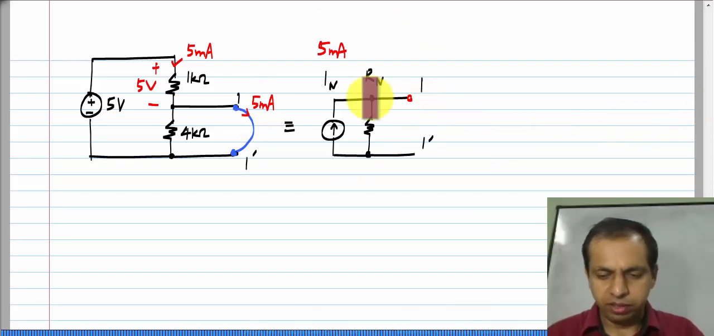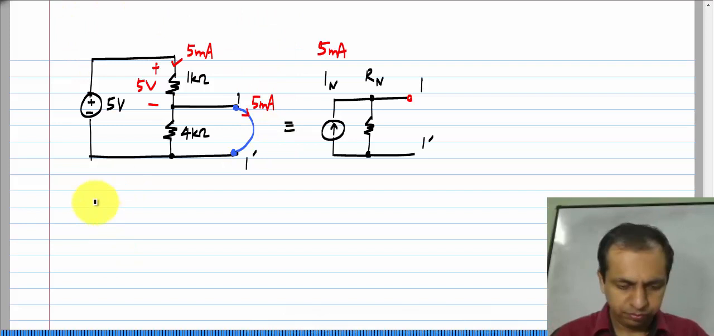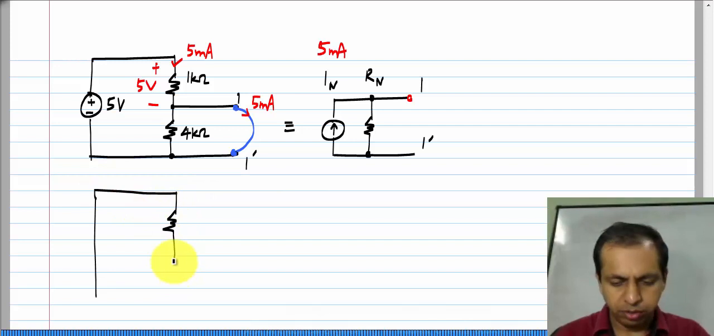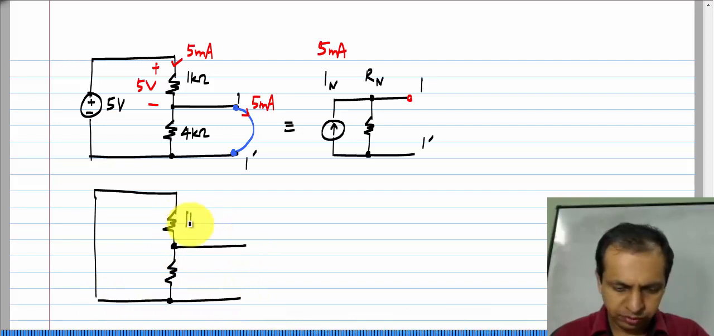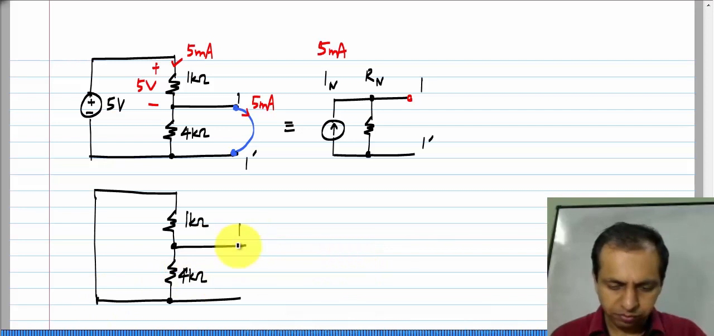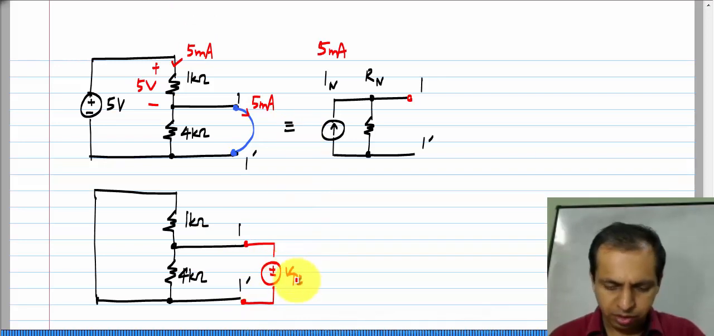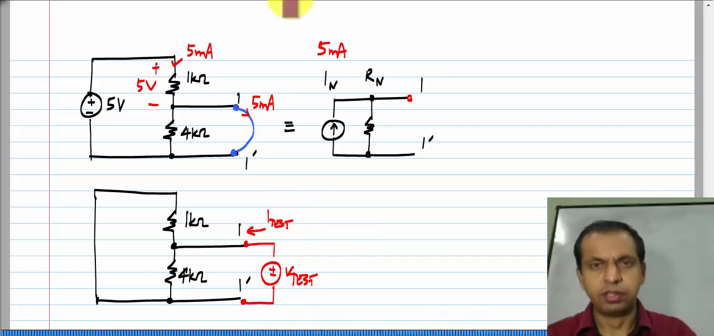And to find R n, we have to deactivate this voltage source and find the resistance looking back between 1 and 1 prime. I short circuit the 5 volt source by nulling it, and I have these two resistors, 1 kilo ohm and 4 kilo ohm. And if I apply a test voltage, I can find the current, take the ratio to find the resistance.